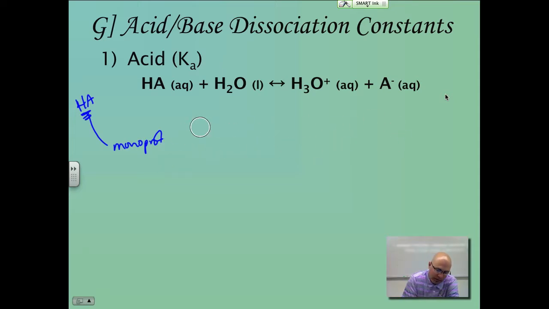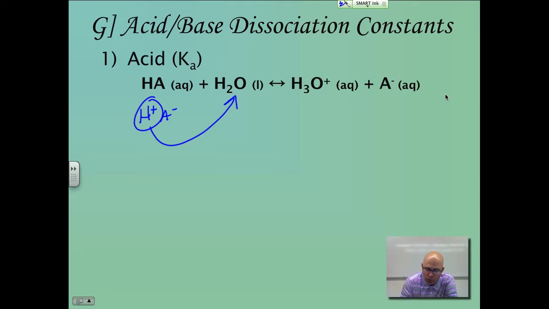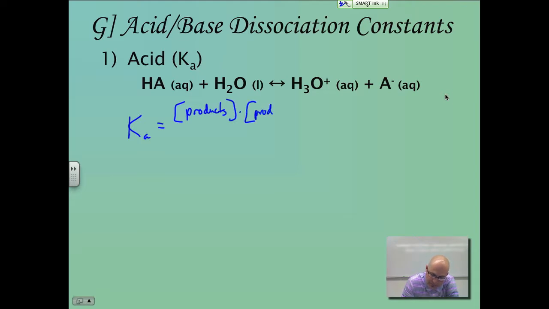So here's the generic formula for a monoprotic acid. HA, notice with water, if you remember from the beginning of the unit, H gets donated to the H2O, and we get that H3O plus, the hydronium ion, and then whatever the A is. So here's the generic formula. Now, in order to solve for the Ka, the K is the concentration of the products multiplied together. All right, concentration of the products over the concentration of the reactants.